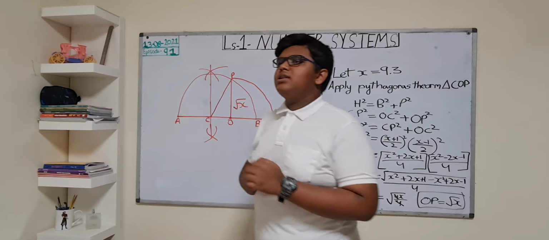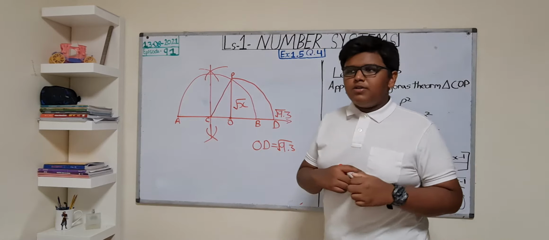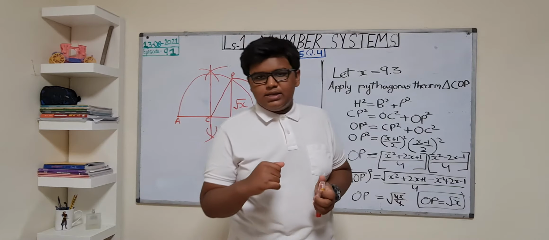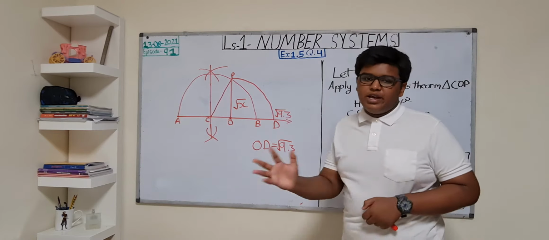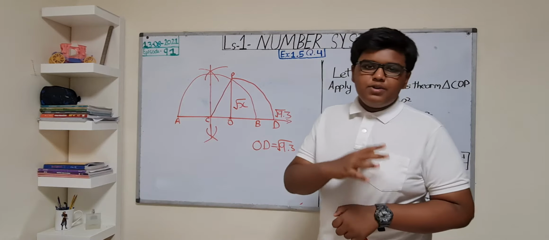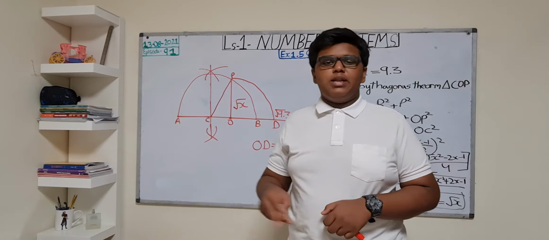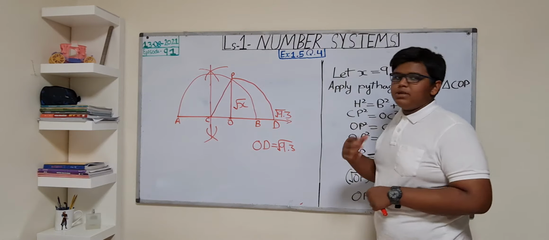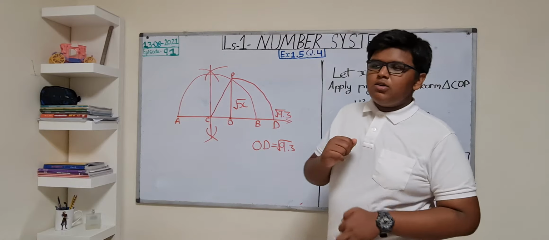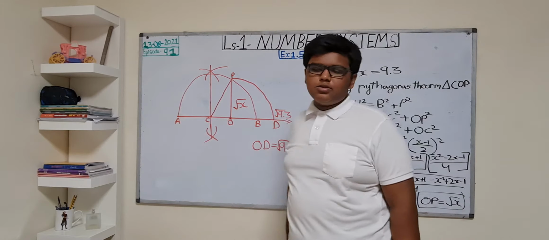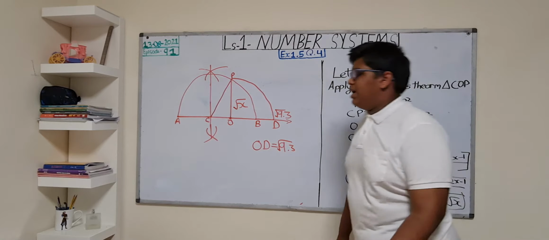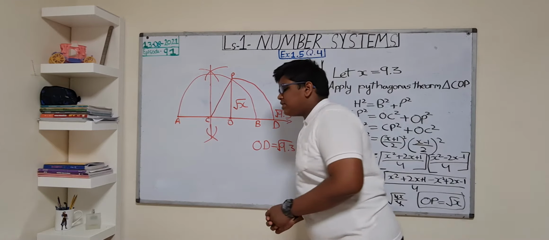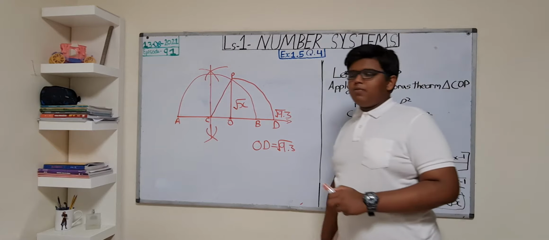Okay, now basically we have done this in our first or second exercise, right? We had some questions based on the number line, so we had to represent them on the number line. For example, represent root 5 on the number line, represent root 3 on the number line. So now we have represent root 9.3 on the number line. This question is also a similar type of question.